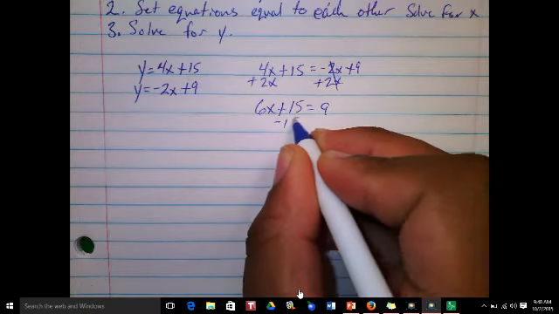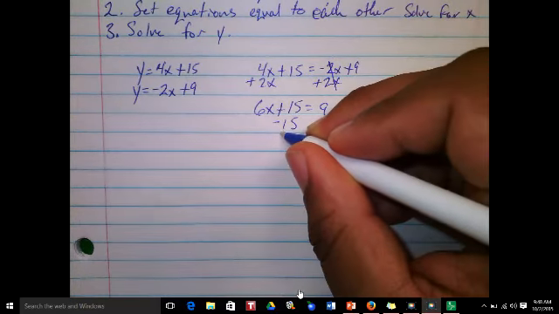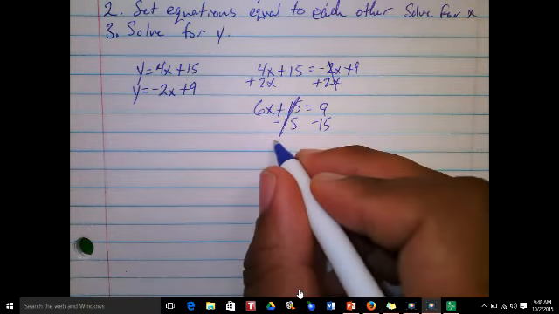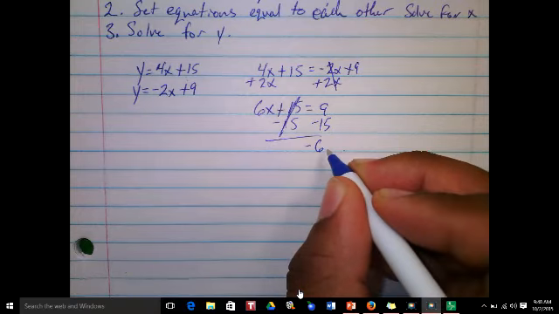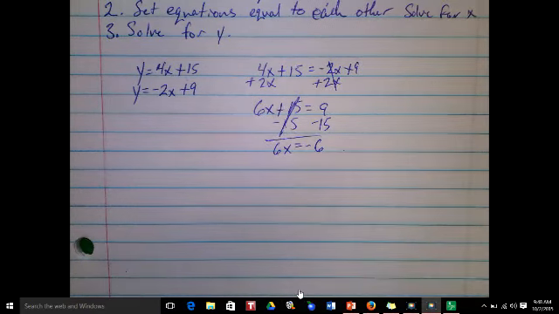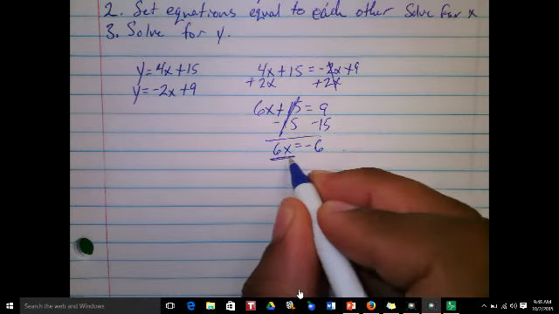We're going to undo the constant, undo the 15, by subtracting 15 from both sides. 9 minus 15 gives us negative 6. Bring down our 6x. Bring down our equal sign. Again, you all know how to do this.